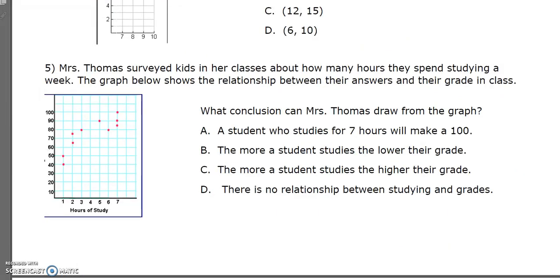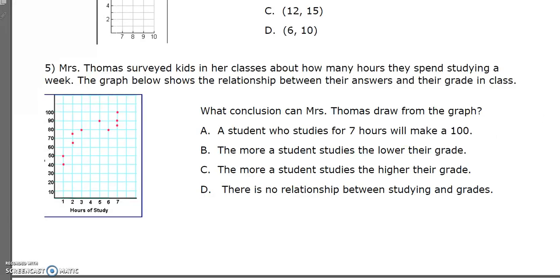Number 5 said Miss Thomas surveyed kids in her classes about how many hours they spend studying a week. The graph below shows the relationship between their answers and their grade in the class. What conclusion can Miss Thomas draw from the graph? And it says a student who studies for 7 hours will make a 100.